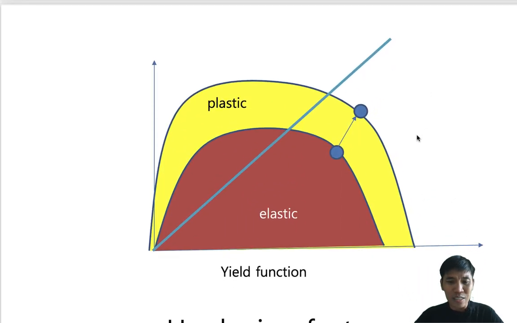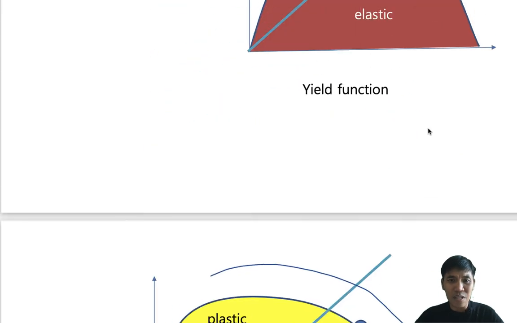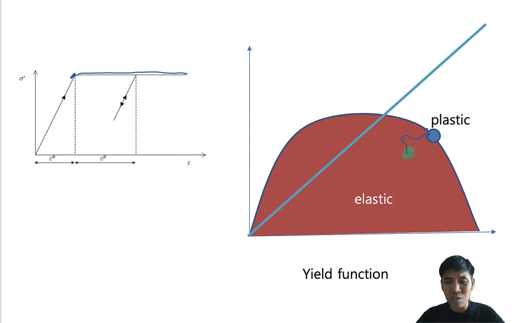But in some models, they add a feature called the hardening feature. What is the hardening feature? They allow the yield function to be expanded. That means when the stress state touches the yield surface, the yield surface can be enlarged, something like this. If the yield function is enlarged, what happens to the stress-strain curve? The stress-strain curve can go up, according to hardening of yield.